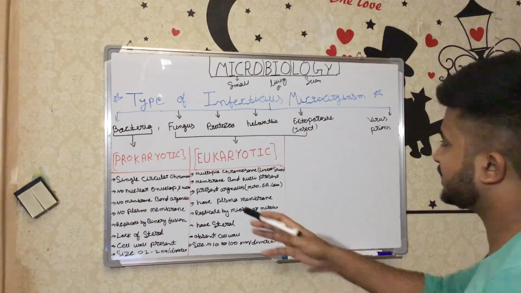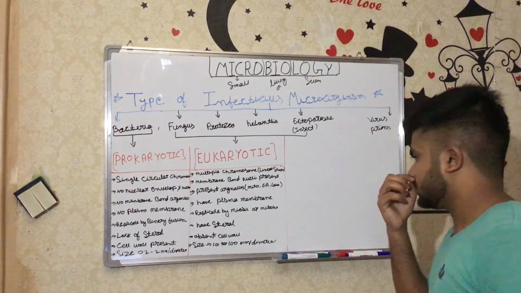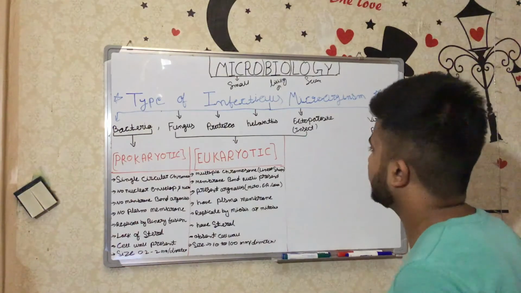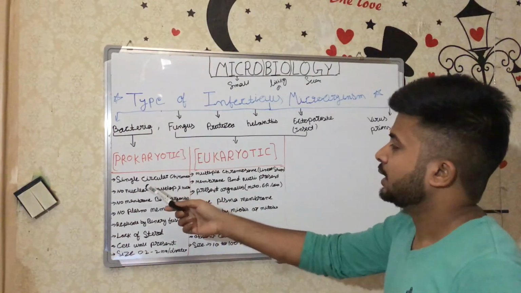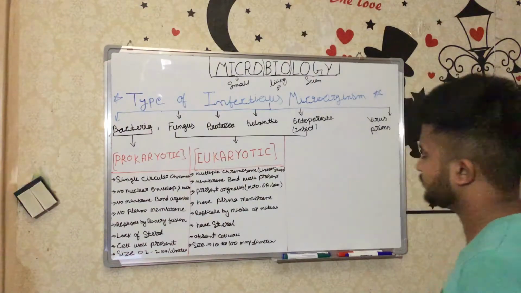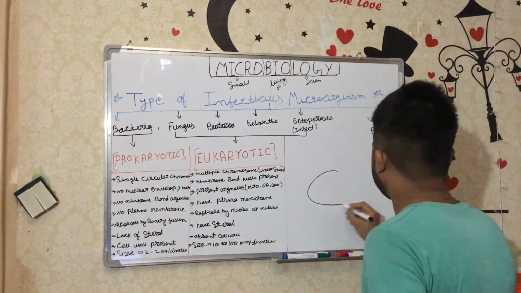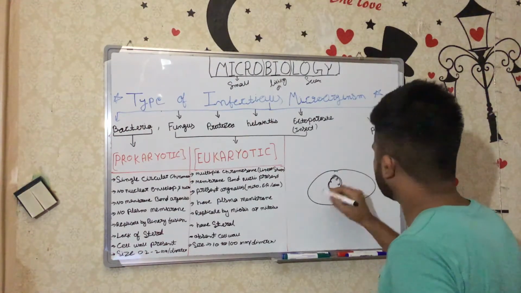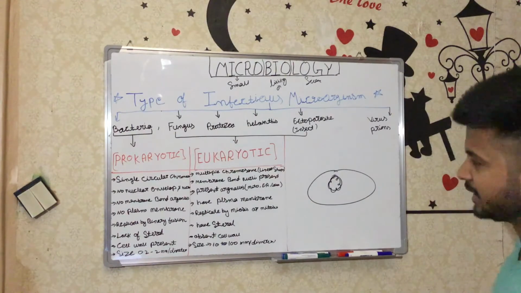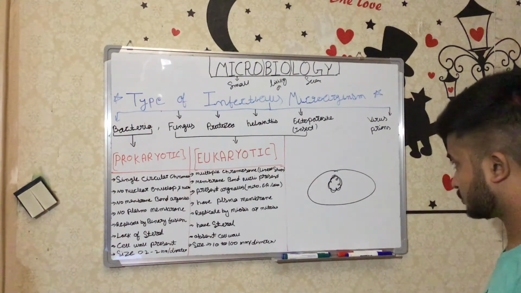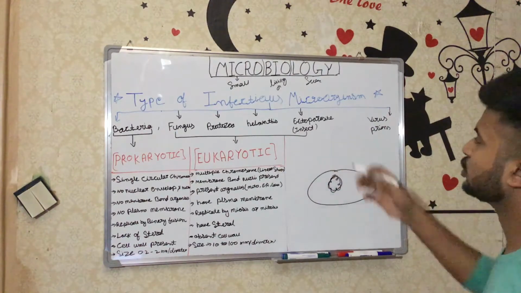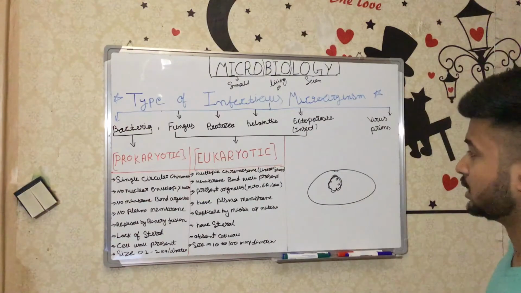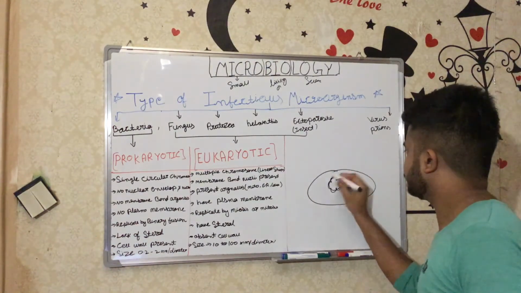So the difference between eukaryotic and prokaryotic, a very brief discussion. First of all, prokaryotic has a singular circular chromosome. Means, for example, this is a bacteria, and inside the bacteria there are genes. So this is a circular chromosome. This type of chromosome is in the prokaryotic, means in the bacteria. But in a eukaryotic cell like fungus, protozoa, helminthes, ectoparasite, as well as our human cells and plant cells, they are made of eukaryotic cells.